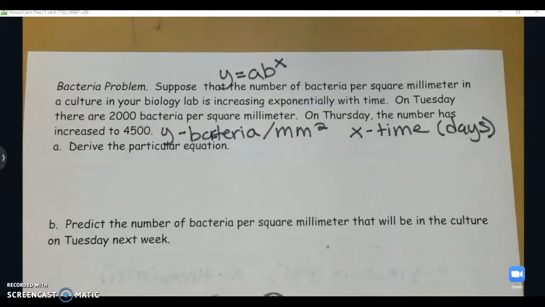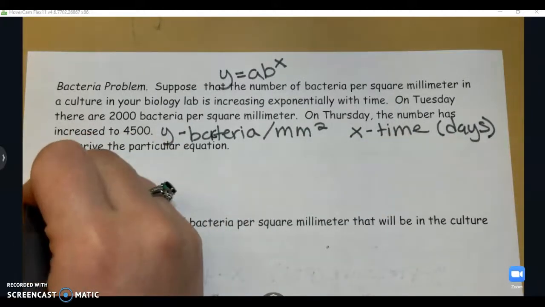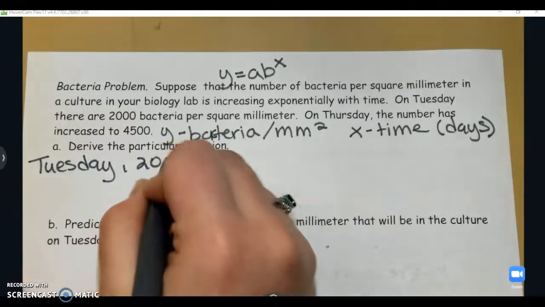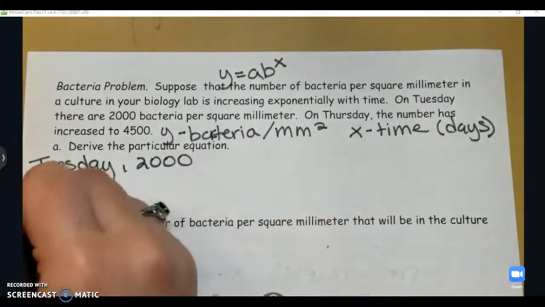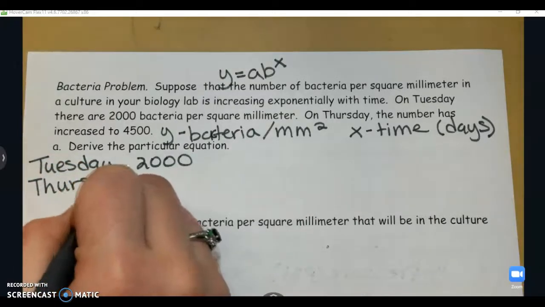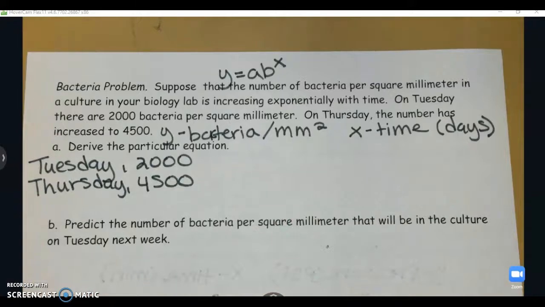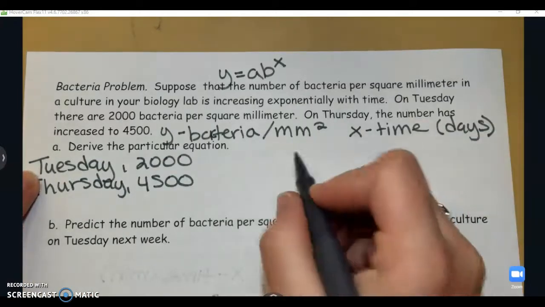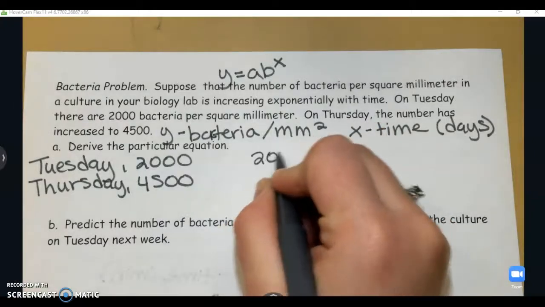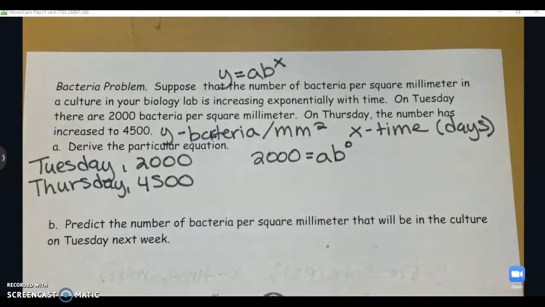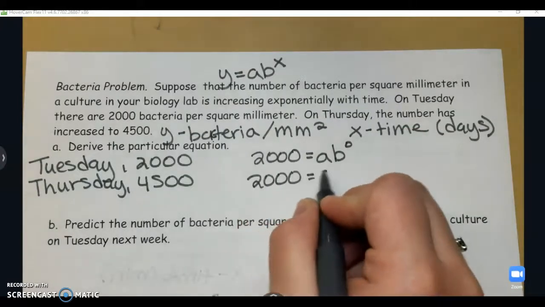So we're given two sets of data. When the day was Tuesday, our bacteria was 2,000 per square millimeter. And on Thursday, it was 4,500 bacteria per square millimeter. So we can use Tuesday as our starting point, as in when time is equal to 0. So when we have 2,000 bacteria, A times B to the 0. Time is 0. That's our initial day. So remember, B to the 0 power is 1. So that means that A is equal to 2,000.